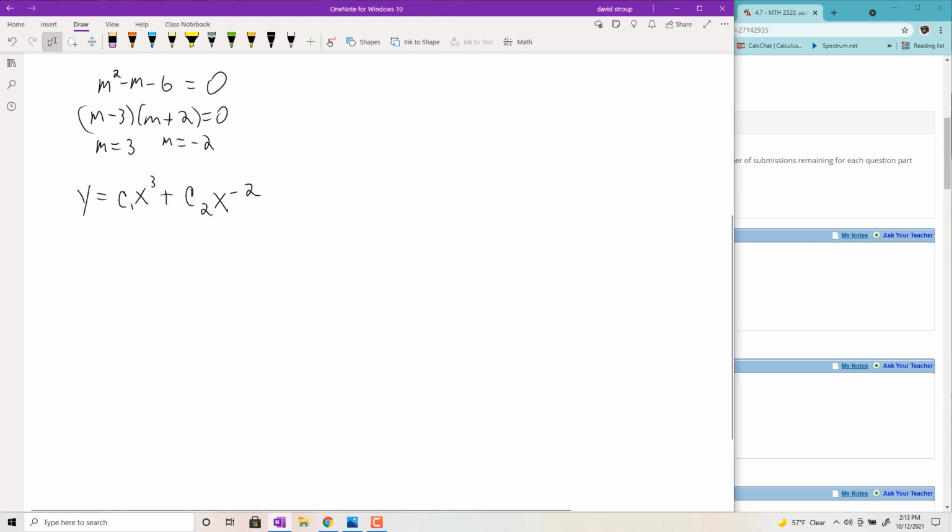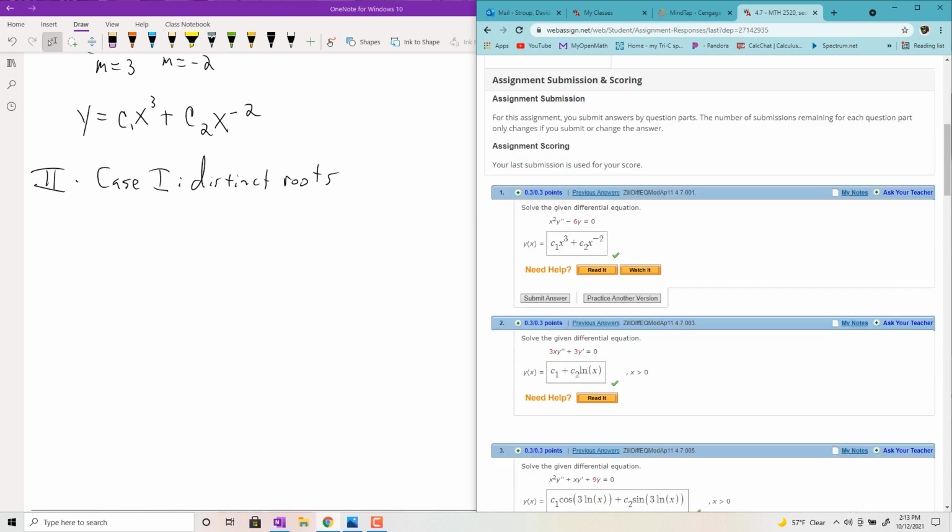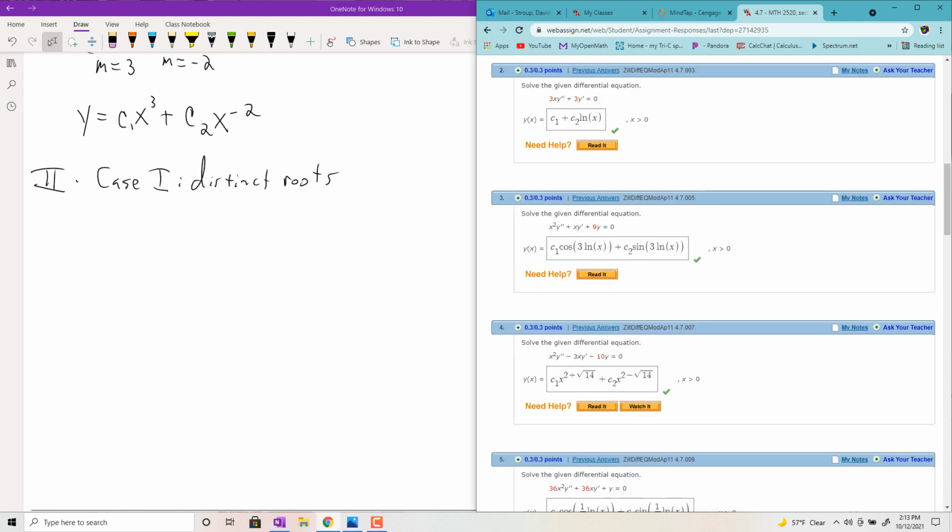So what you do in the reading is go through all the different types. The first case is distinct roots. So, case 1, distinct roots. And let's look at another problem in the homework. Maybe this one is a little more annoying. So number 4.